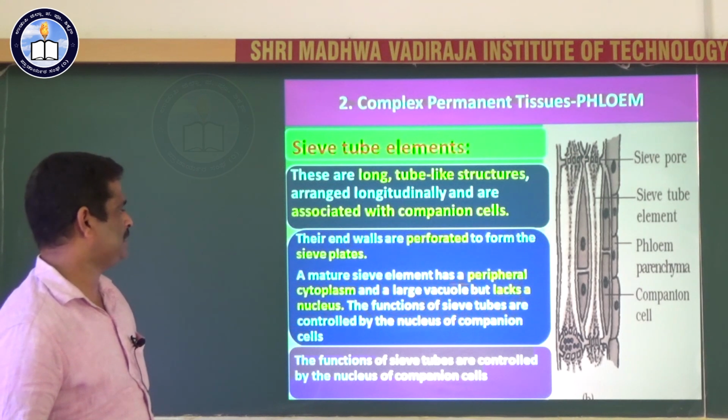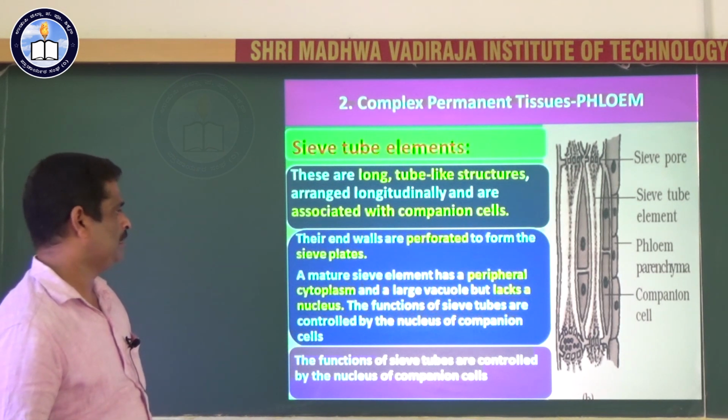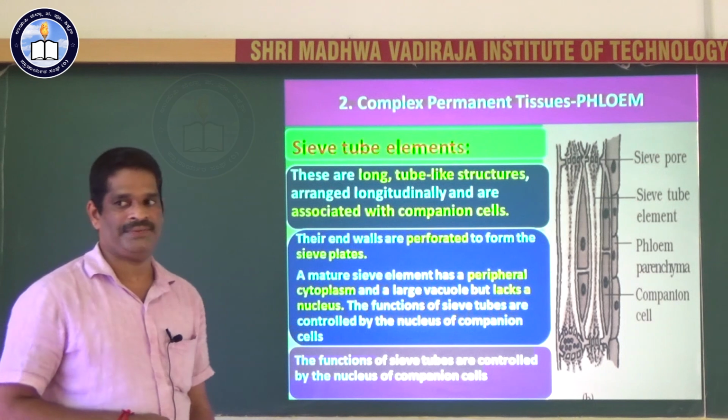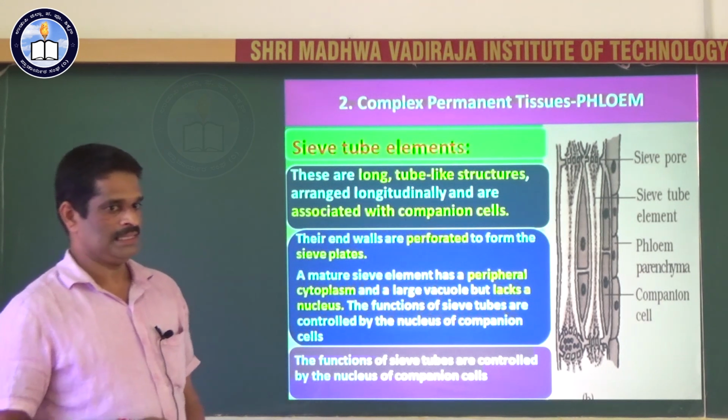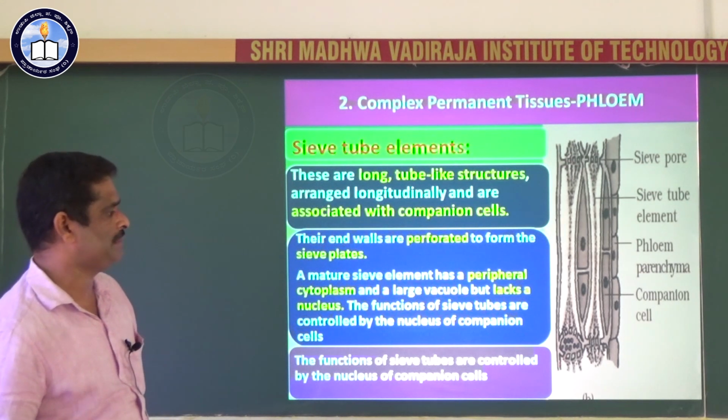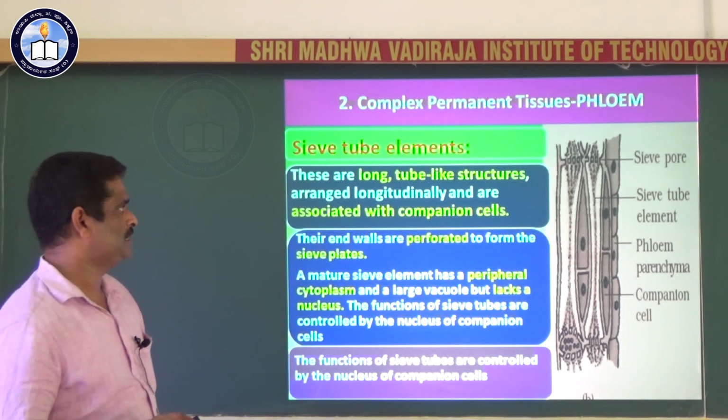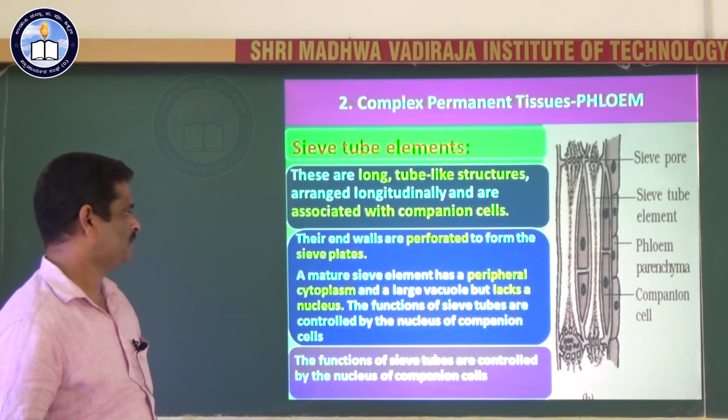A mature sieve tube element has peripheral cytoplasm and a large vacuole. Nucleus is absent. It means it is an enucleated living plant cell. Name the enucleated living plant cell: that is the sieve tube.